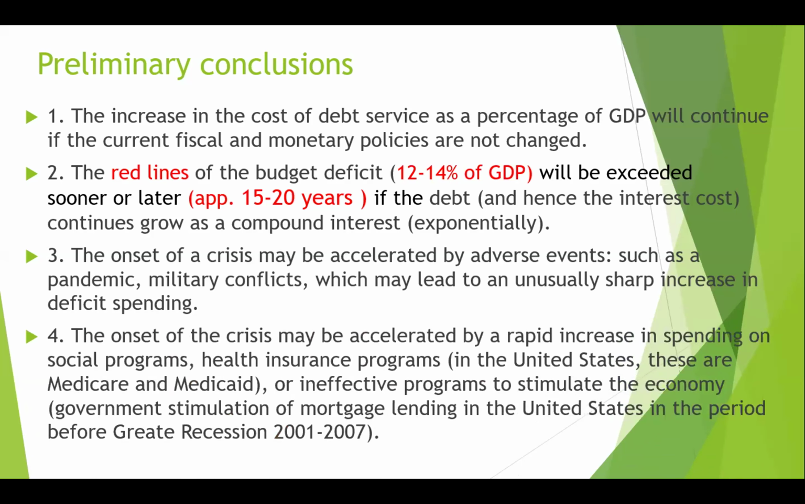Well, the onset of crisis may be accelerated by some events, maybe a rapid increase in spending on social programs, health insurance programs, like Medicare and Medicaid in the United States, or ineffective programs to stimulate the economy, government stimulation. By the way, some ineffective programs to stimulate the economy were provided in Japan by the three arrows plan.